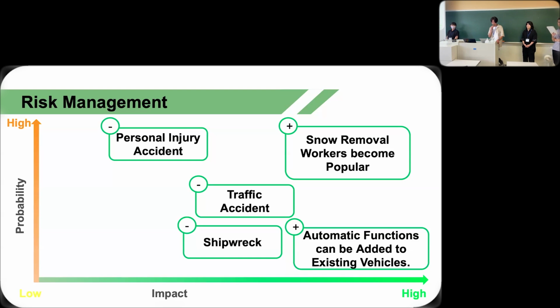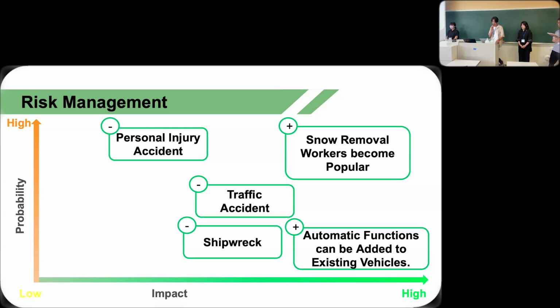About positive risks, one of the positive risks is in the preparation phase. We are trying to build new automatic vehicles and it costs too much. But if we can add automatic functions to existing vehicles, which Sapporo City have already had, we don't have to make new vehicles and we can save money and time.